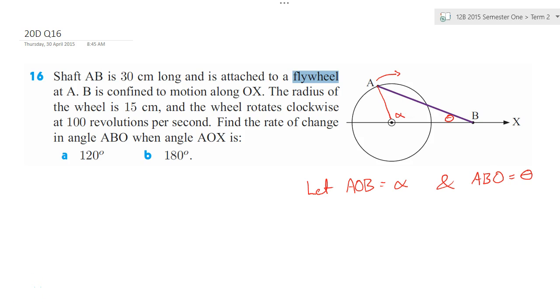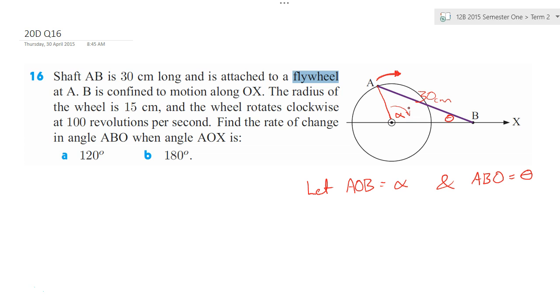Alright, so this is exercise 20D, question 16. And we've got a shaft AB that is 30 centimetres long. Now I haven't labelled that yet, so let's label that. That's 30 centimetres there. And it's attached to a flywheel, so the flywheel's spinning round and round. You can see the direction of the arrow there. It's going in a clockwise direction. So it's spinning that way.